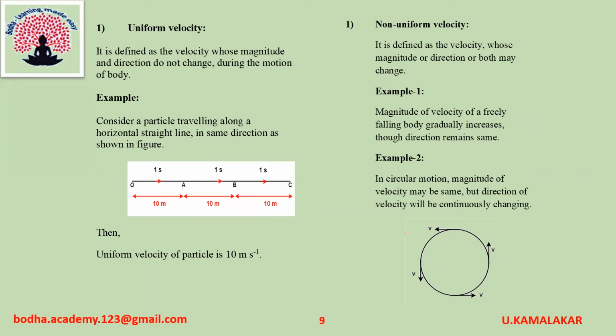Next topic, non-uniform velocity. It is defined as velocity whose magnitude or direction or both may change. Example 1. Magnitude of velocity of a freely falling body gradually increases though direction remains same. Example 2. In circular motion, magnitude of velocity may be same, but direction of velocity will be continuously changing.